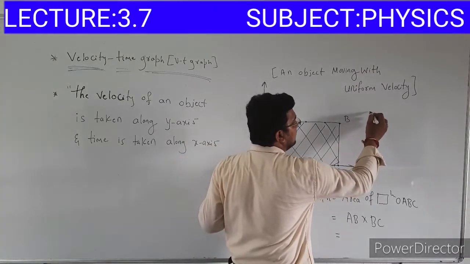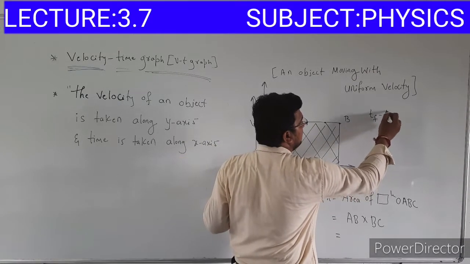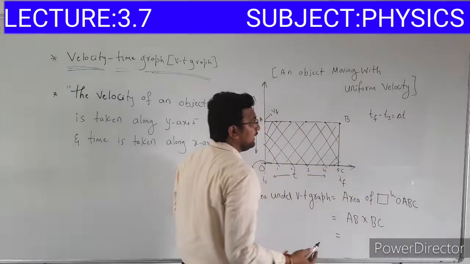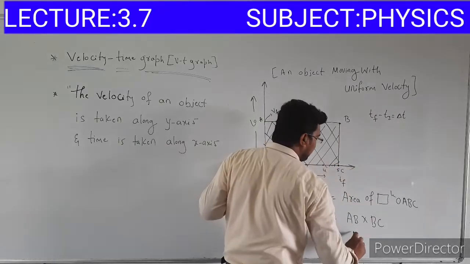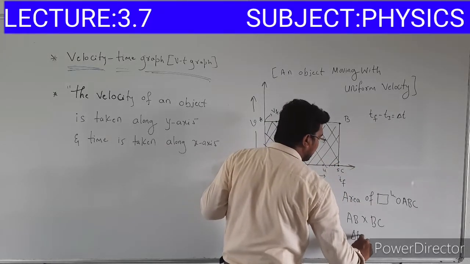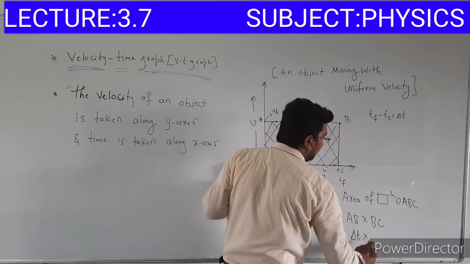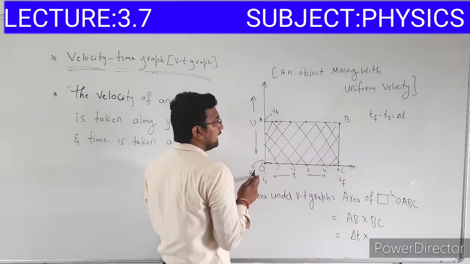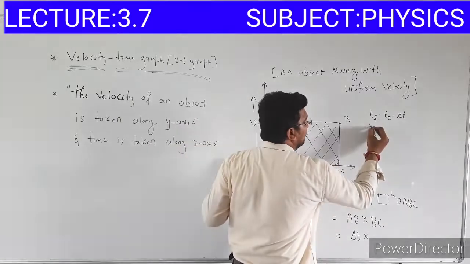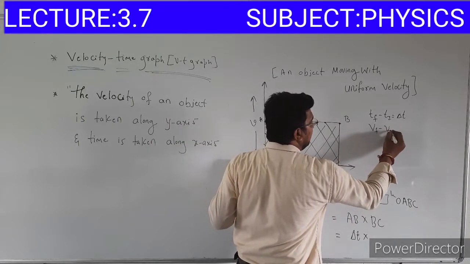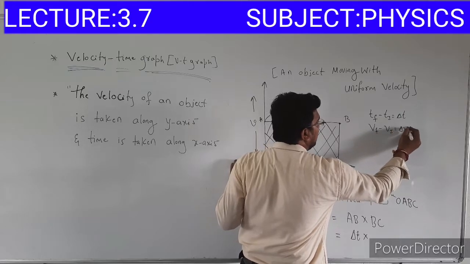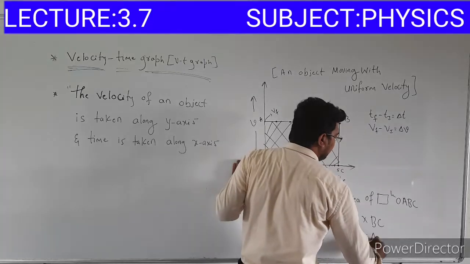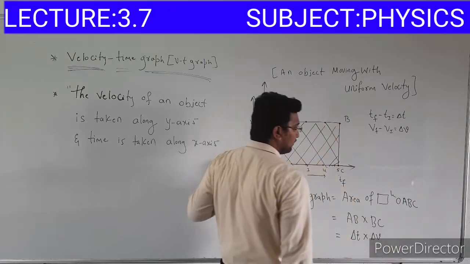So T final minus T initial is equal to the change in time interval, that is del T. And BC is nothing but final velocity minus initial velocity, that is equal to the change in velocity. So the BC value is del V.